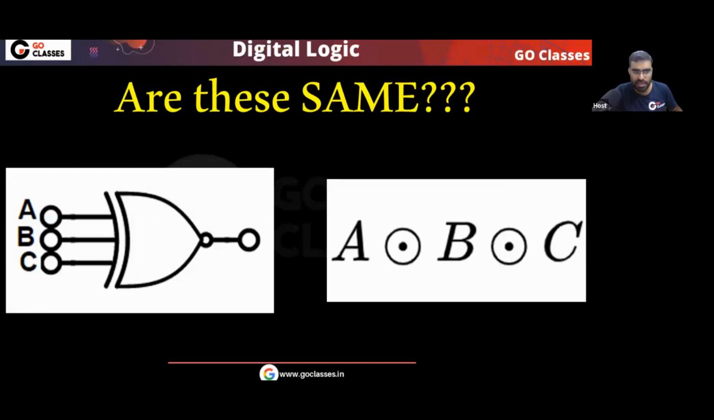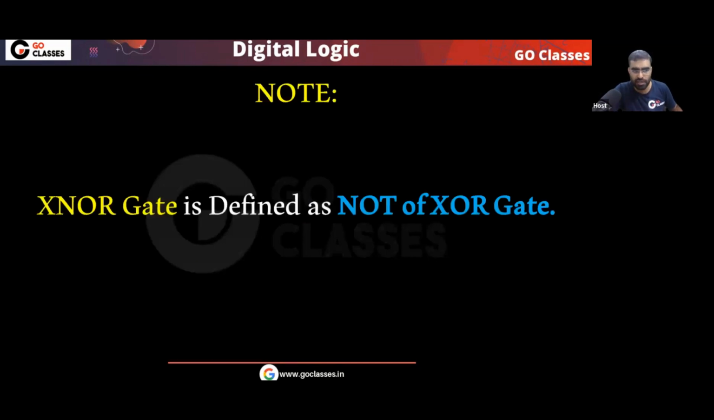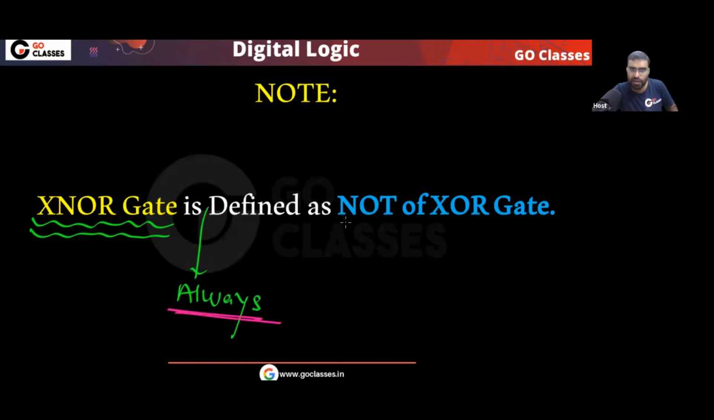Are these two things the same? Let me tell you, the answer is no. They are not the same. See this XNOR gate. This XNOR gate is defined as not of the XOR gate. Remember, this XNOR gate is always defined as not of the XOR gate.